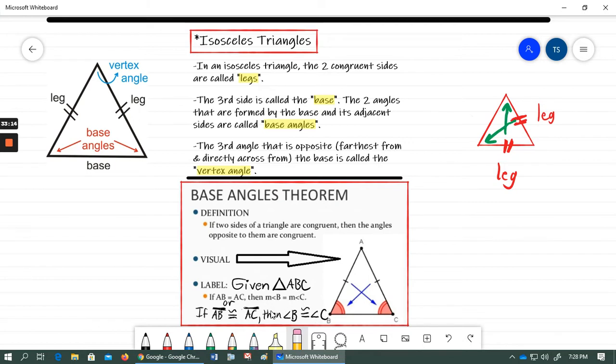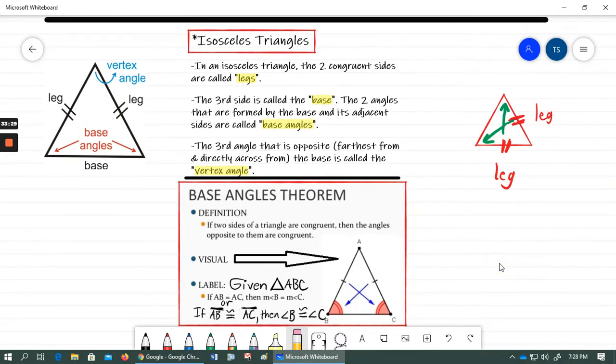And again, another way that it could be written is using the congruence symbol that looks like an equal sign with a little squiggly mark over it. Okay, an equal sign with that little squiggly mark on top of it. That's a congruency symbol, and I've shown you in a previous lesson as well. But again, folks, that's the base angles theorem.